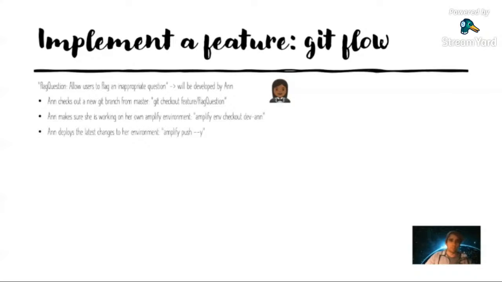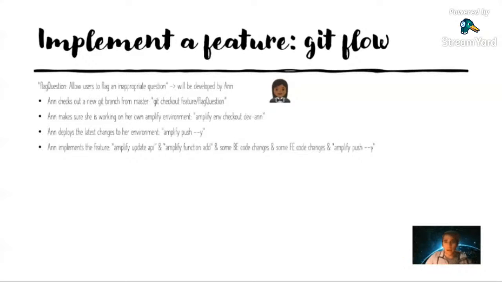Then she makes sure that she has deployed the latest version of the application to her environment. So she runs an Amplify push to update the environment in the cloud with the latest changes that are on the feature branch, which is actually coming from master. And then she starts implementing the feature.